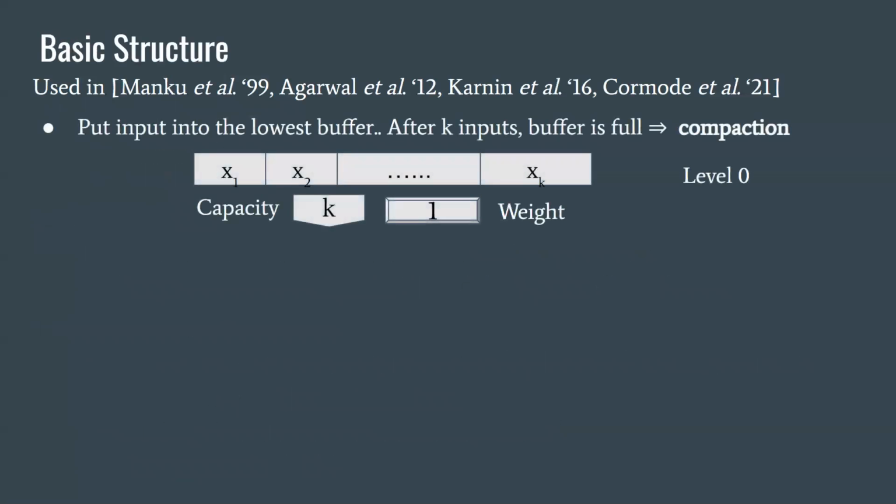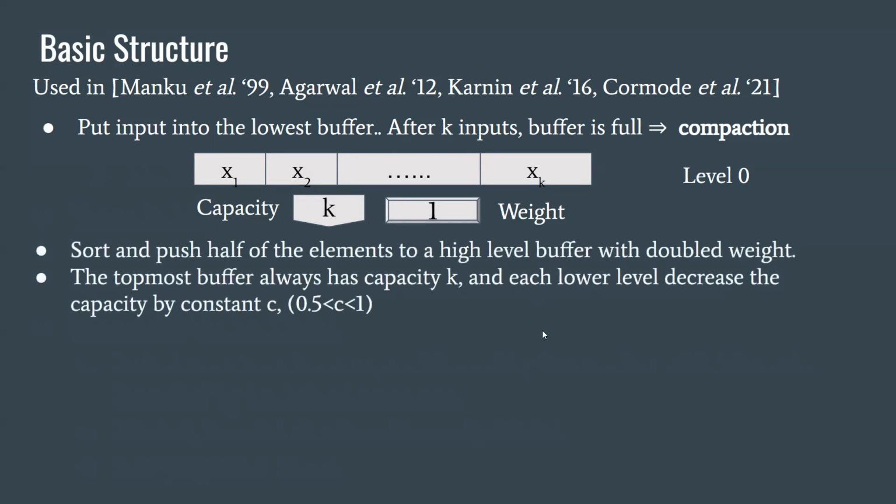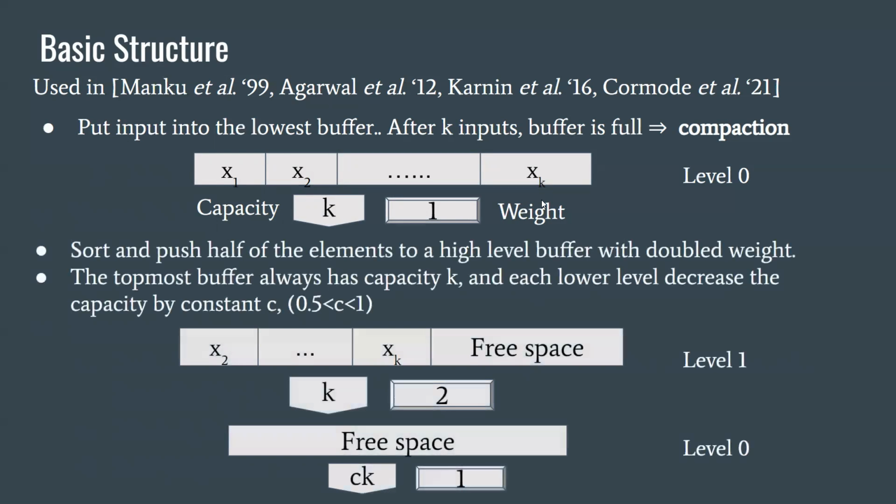The basic structure is an array of buffers. Each buffer has level, capacity, and weight, where capacity and weight are determined by level. Initially, there's only one level with capacity of K. After processing K inputs, the buffer becomes full and leads to a compaction. The full buffer will be sorted, and half of the elements will be pushed to the higher level buffer with doubled weight. In this example, a new buffer needs to be created. The topmost buffer always has capacity of K, and each lower level decreases capacity by a constant factor of C, where C is in between 0.5 and 1. This data structure is used in many well-known algorithms.